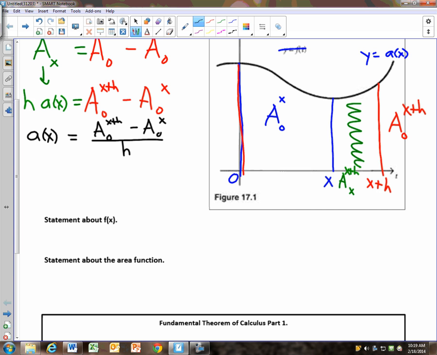Whoa! Do you notice something? It looks like a derivative, doesn't it? Look at this. Remember? Hey, remember this? F of, yep. This is the whole point. This is what you want to watch. This is the function of x plus h minus the function of x, all divided by h.